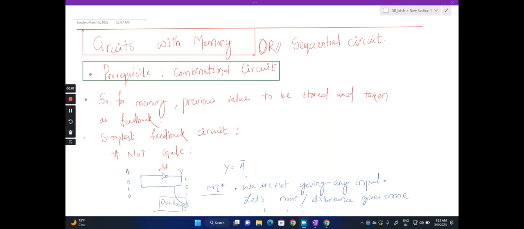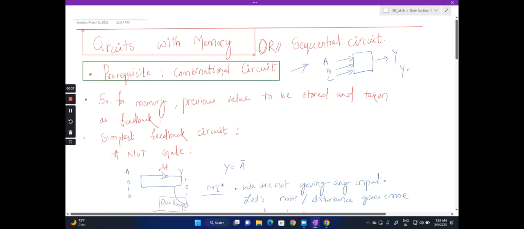So today we are going to learn about circuits with memory. The prerequisite for circuits with memory, or sequential circuits, is combinational circuits. Combinational circuits are circuits in which we have more than one input, A, B and C, and we have one output, like y is a function of A, B, C. We take no feedback from y to the input, and it is only a combination of A, B and C. But in day-to-day life we use sequential circuits.